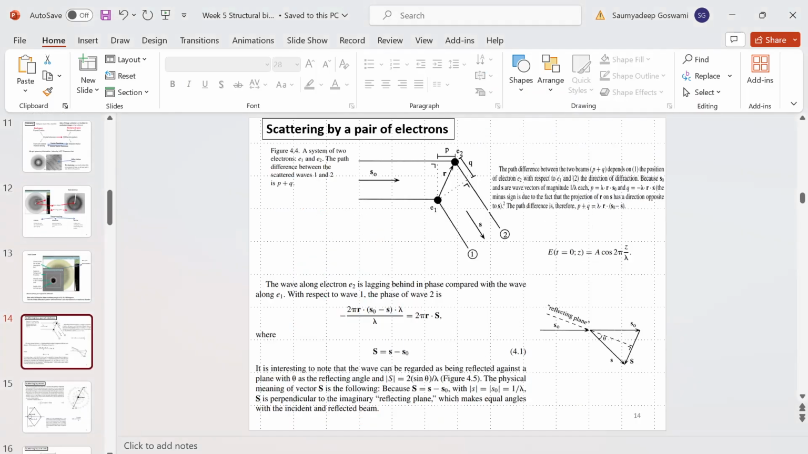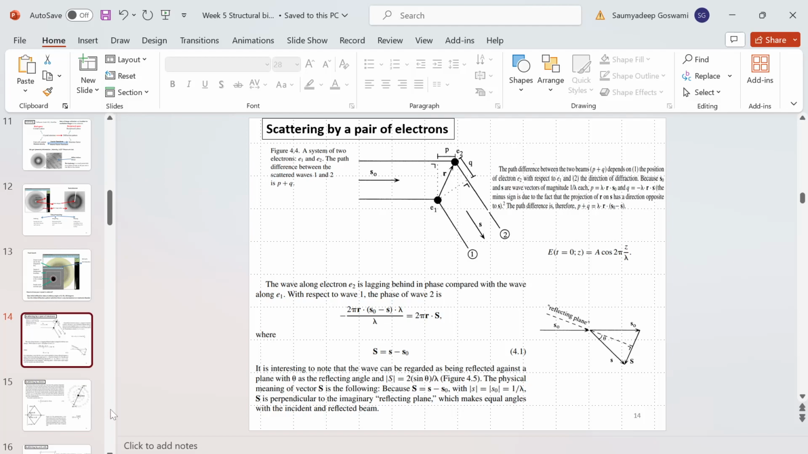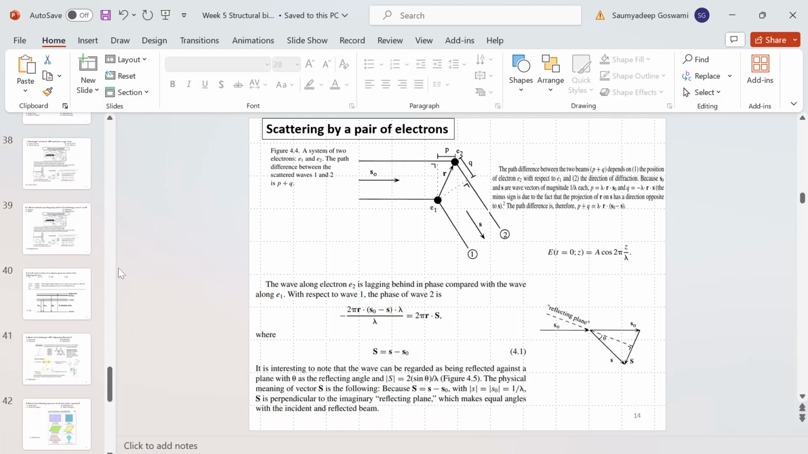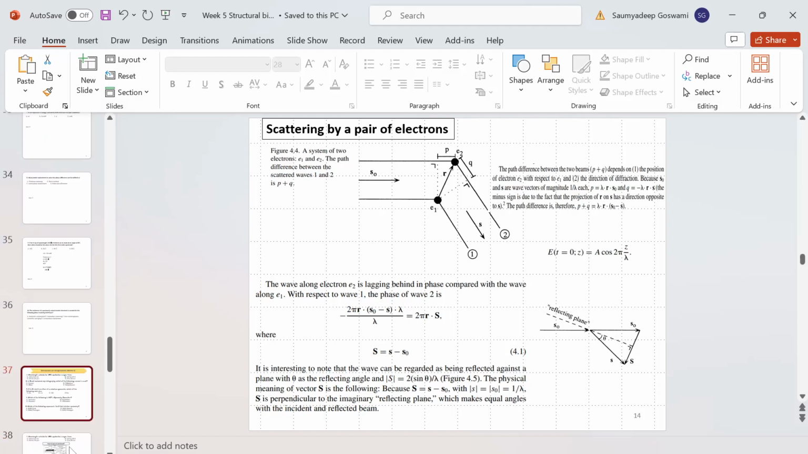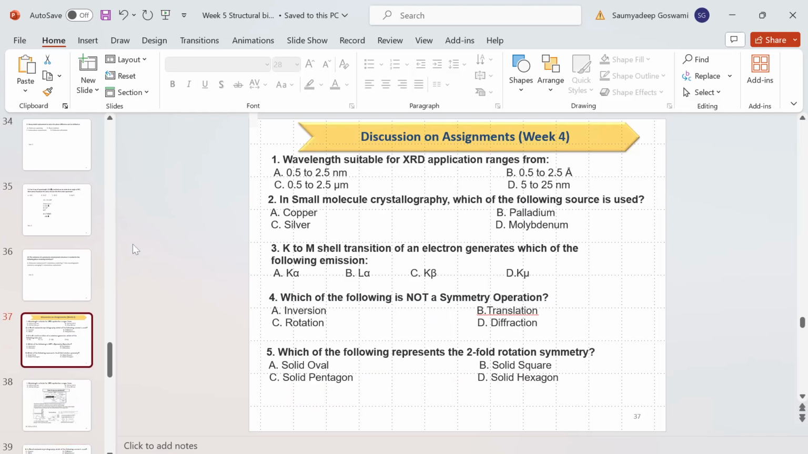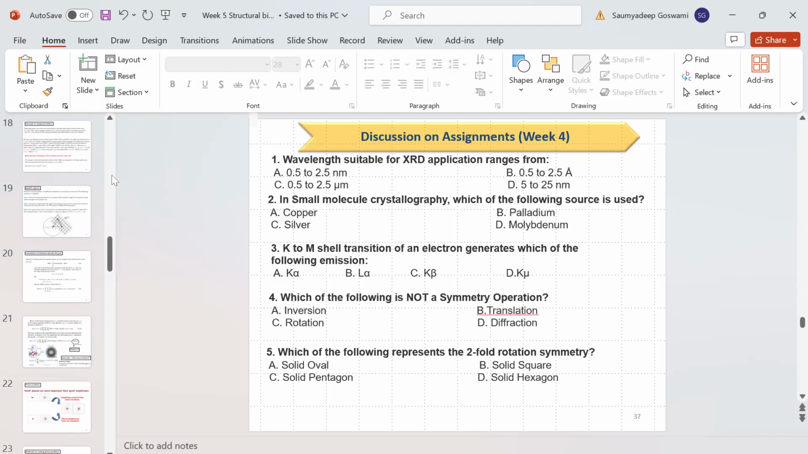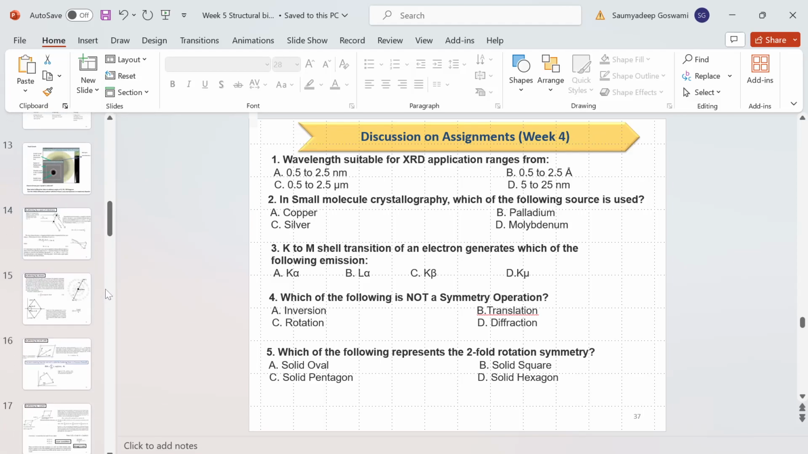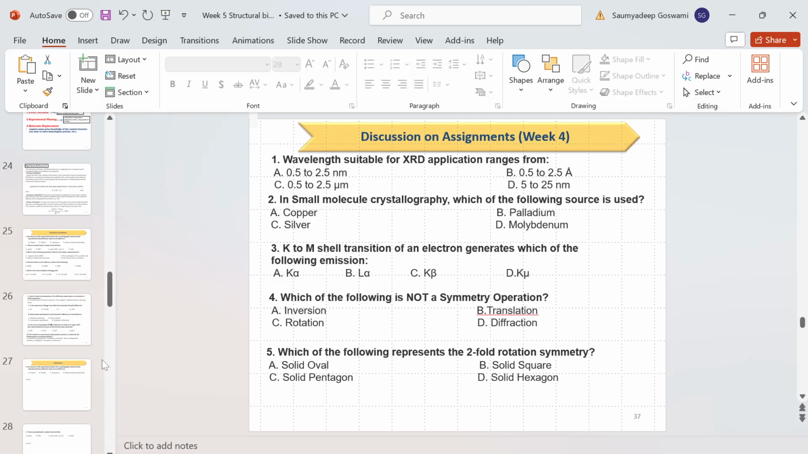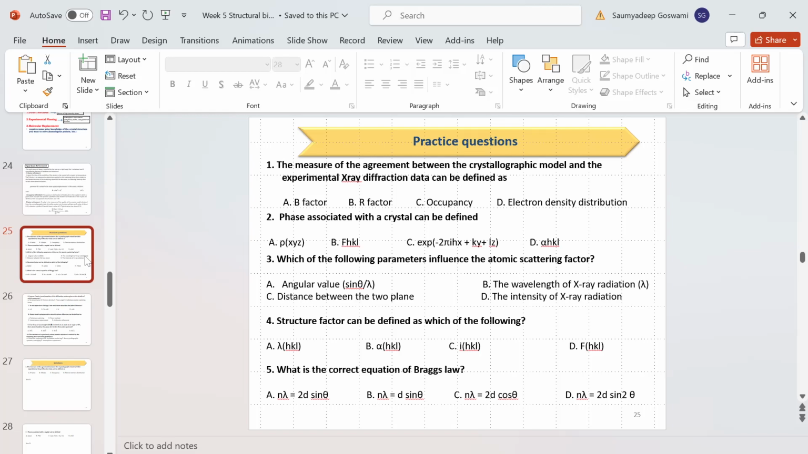But what I will do now first is, since I need to discuss the assignments with you, right? So this is the week 4 assignments. So first let me discuss the week 4 assignment solutions. Then if I have time, we can go to that mathematical part, or we can do that in the next class.